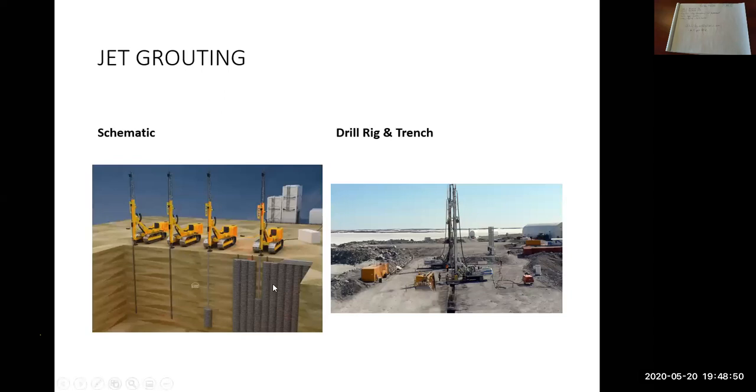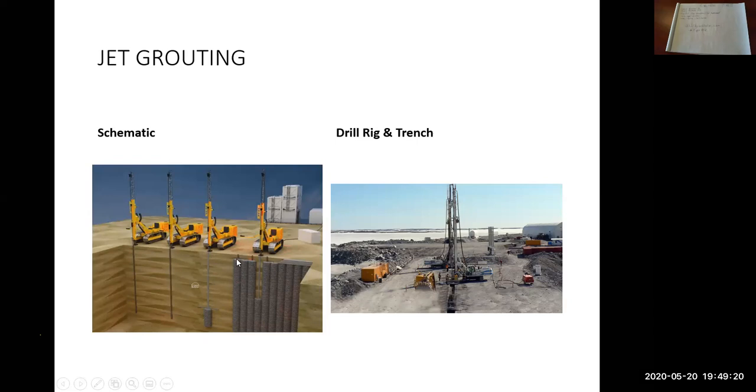So here is the system. A schematic type thing. This is the actual work of it happening. So a hole is drilled. The probe goes down and it spins around and it's shooting out the grout material into a column. So the probe is pulled all the way up so that a column fills this entire section here.